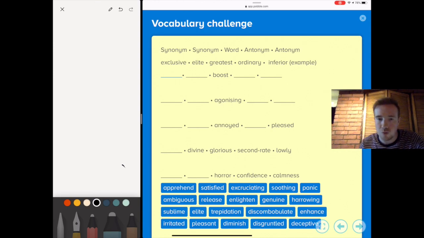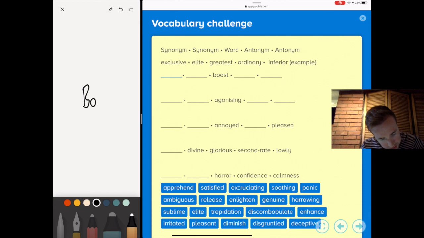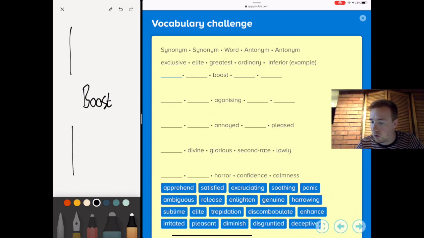Which is why I thought it was worth doing. So the first one, boost. Okay, we do have a synonym down in the list at the bottom, so I can fill that one in. So you've got boost. My handwriting's going to be awful because I'm off the edge. So the two synonyms are going to go here, and the two antonyms will go here, and we'll do it that way. Okay. So boost. The first synonym that you've got is enhance, which is there. I can fill that one in.